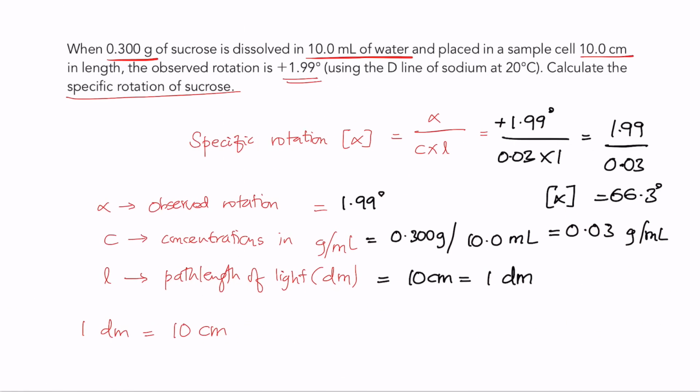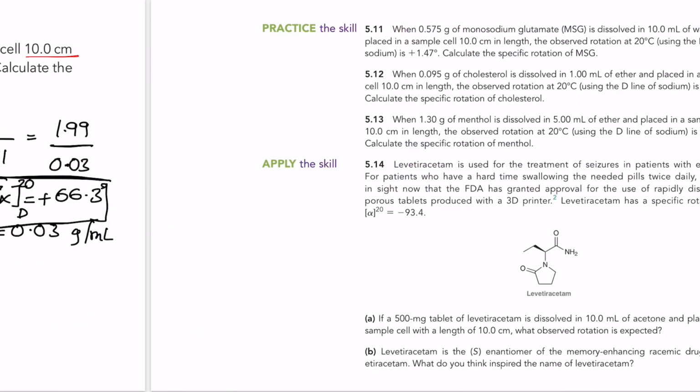So lambda here is on the bottom. Lambda is the D line of the sodium spectrum. So write down D, and at 20 degrees centigrade. So 20. So this is the value of the specific rotation of the molecule of sucrose. So plus 66.3 degrees.